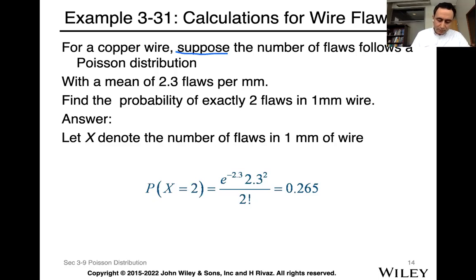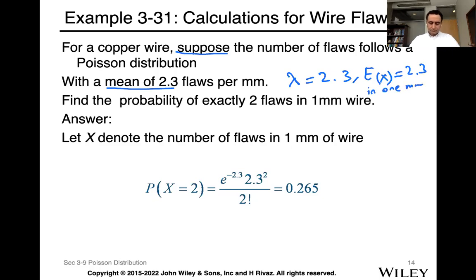Once you see the mean, you immediately say lambda of the Poisson distribution is 2.3, right? That means that in 1 millimeter of my wire, on average, I have 2.3 flaws. So the expected value of X, where X is the number of flaws, is 2.3 in 1 millimeter. Okay. So find the probability of having exactly 2 flaws in 1 millimeter, right?